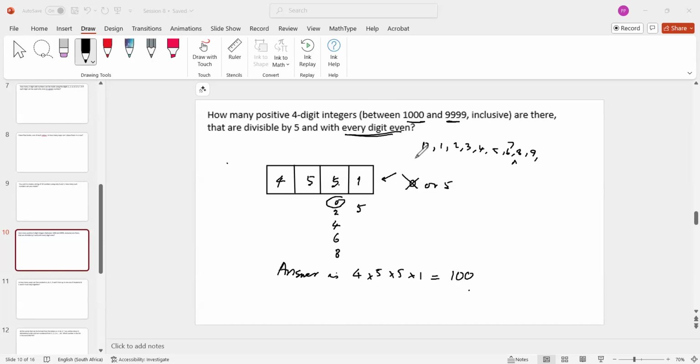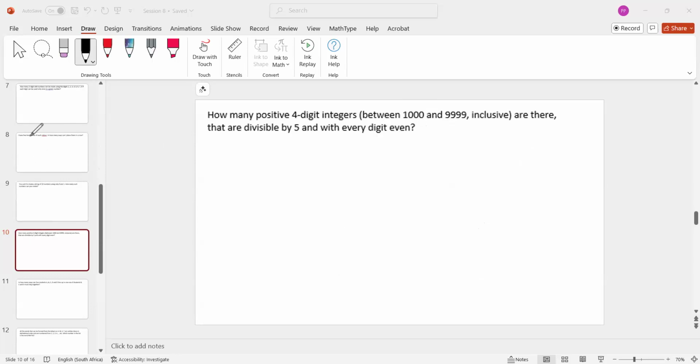Why? Because if you were to write down all these numbers, you'd have to write down 100 numbers all the way from 1000 to 9999, and that's an extremely tedious process. By the time you finish, you probably will die of old age. All right, so let's get to the next problem. The answer to the last question was 100.